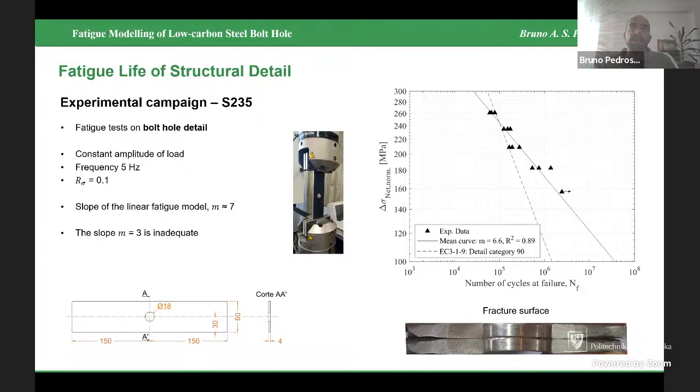Defining a linear fatigue model from the obtained data leads to a slope very close to 7, which is very distinct from the slope proposed in the Eurocode, and which can be explained by the higher relevance of the crack initiation phase, as we will see in the local approach. Failure occurs in the net cross section, as is observed in this figure, and the propagation phase and final rupture are easily identified in the picture.